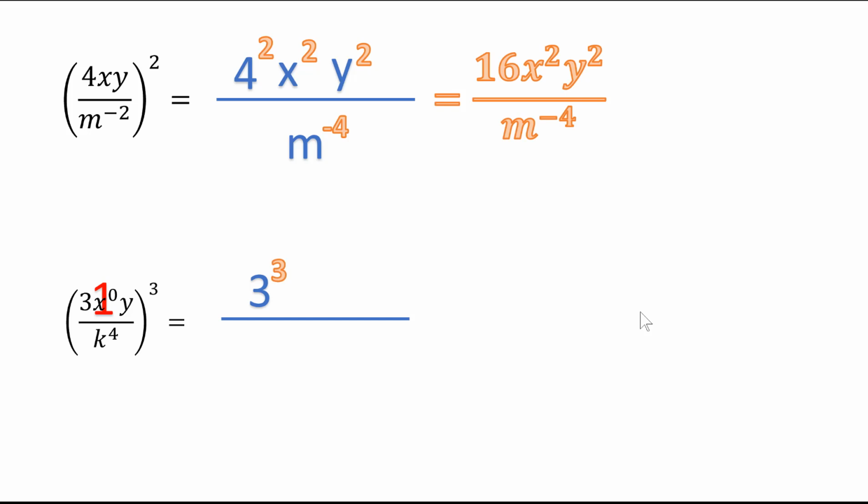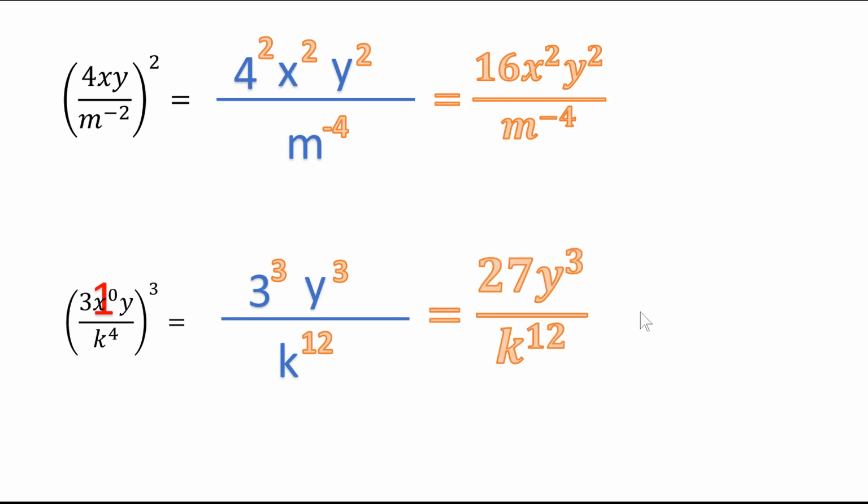All right, so we've got 3 to the 3rd power. We've got y to the 3rd power. And then on the bottom, we've got k to the 4th raised to the 3rd. We multiply 4 times 3, and we have k to the 12th. So now we just need to evaluate 3 to the 3rd, which is 27, and we're done.